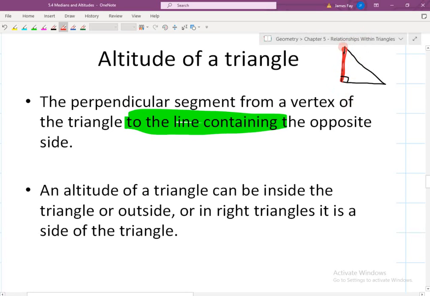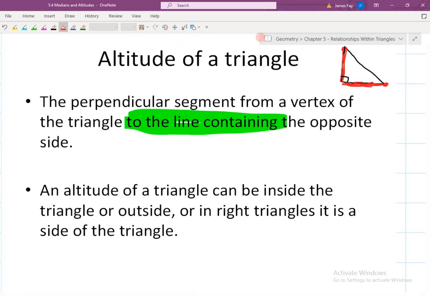So that altitude followed the leg of the right triangle. If I wanted to go from this vertex perpendicular to the opposite side, so now here would be the opposite side of that vertex, to get there perpendicularly, then we have to follow that segment. So you see in both situations, in a right triangle, two of my altitudes are the legs of that triangle.